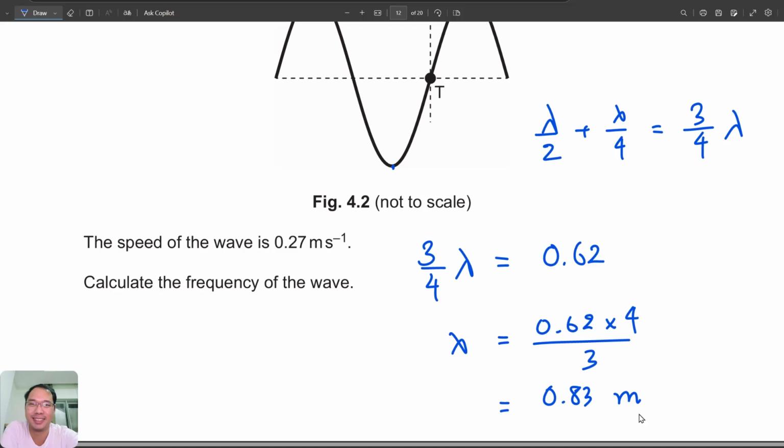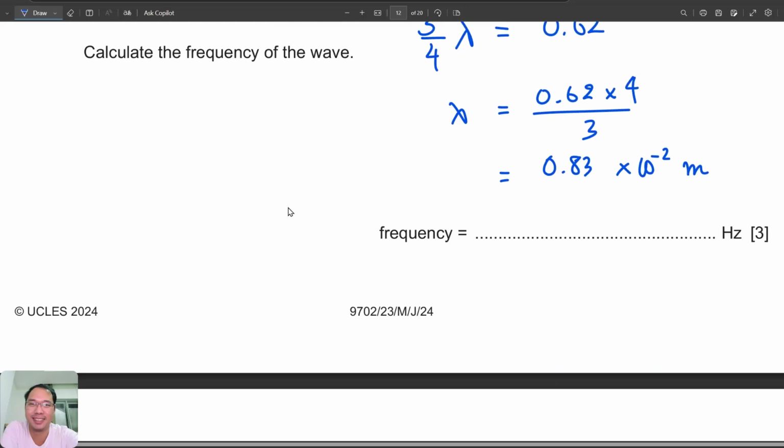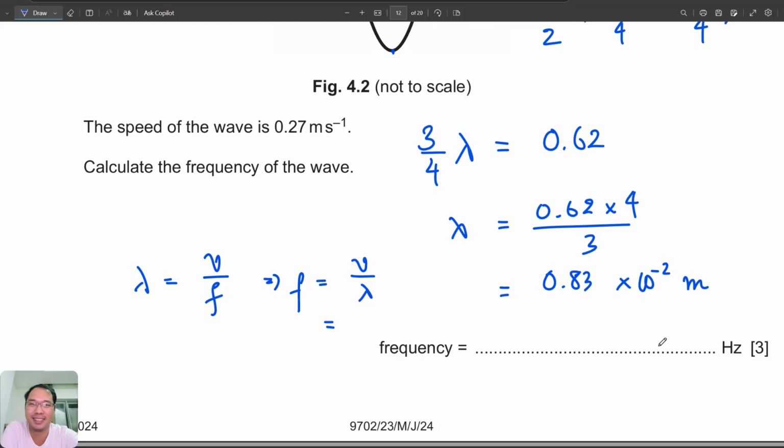0.83 centimeter. Multiply by 10 to the negative 2 meter, meaning that 0.83 centimeter. The frequency is calculated by lambda equals the speed over the frequency, and therefore the frequency is the speed over the wavelength. The speed is 0.27, and the wavelength is 0.83 here.